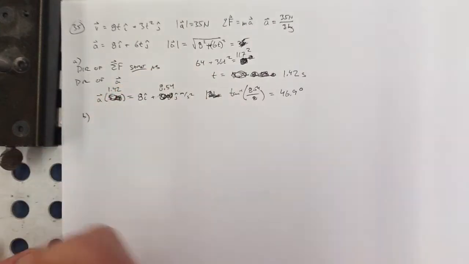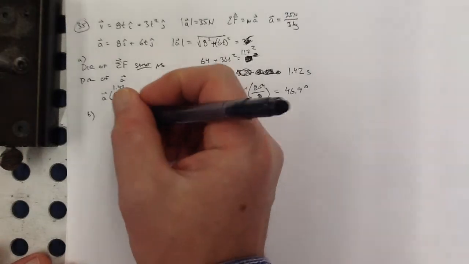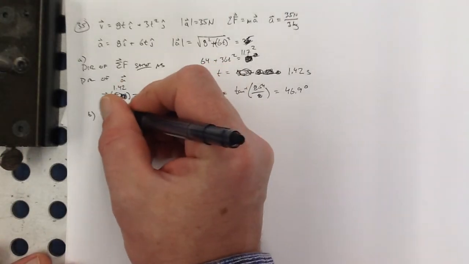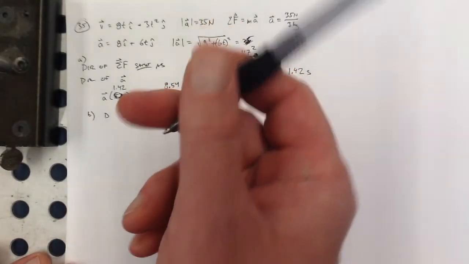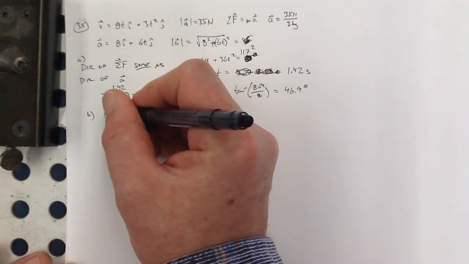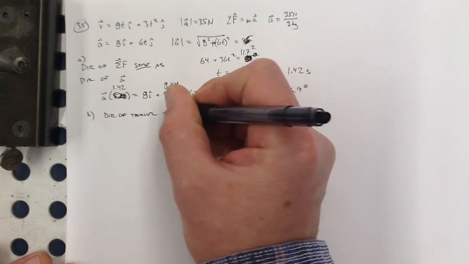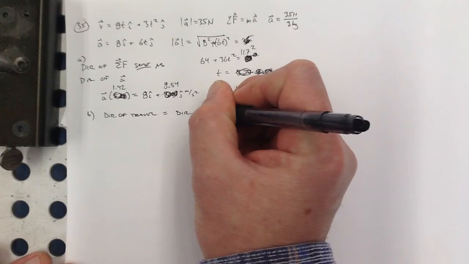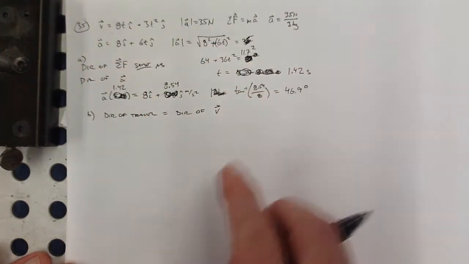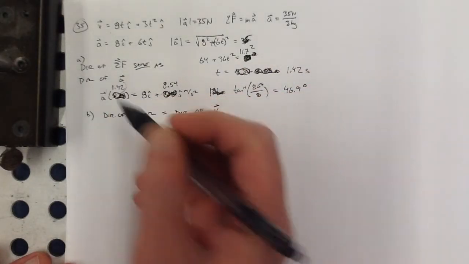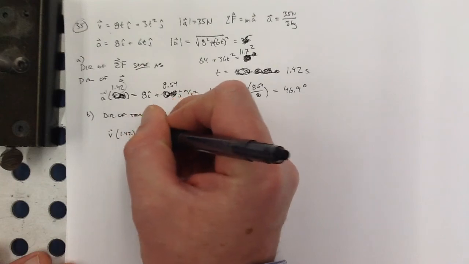And part B, they want the direction of travel. The direction of travel is the same as the direction of the velocity vector. Whatever direction your velocity is pointing in, that is the direction you are going at that instant. Okay, so here's the velocity vector, and we have the time. So what's the velocity at 1.42?